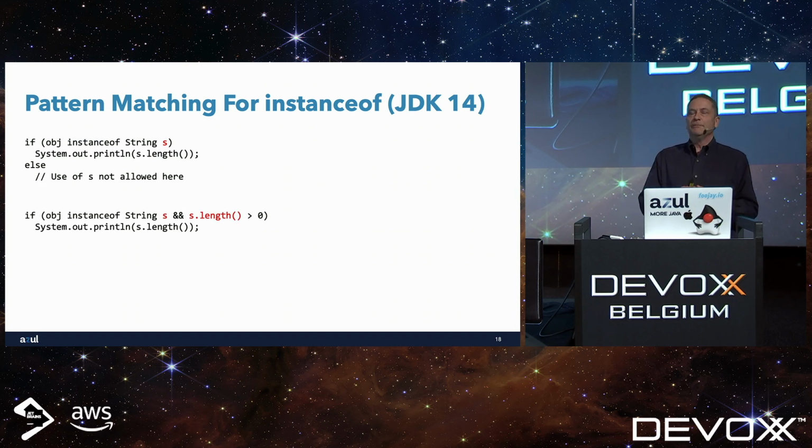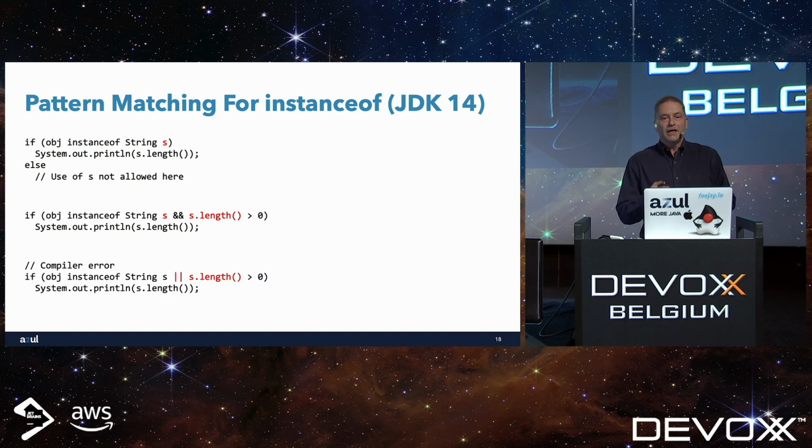Now, we can go a little bit further than that. So what we can now do is we can also say if obj instanceof String s and s.length is greater than 0. We can do that because we know the way that the AND operator works is to always evaluate the left-hand side of the AND, and only if it equates to true do we evaluate the right-hand side. If it evaluates true, we know we have a string, so the scope of s will be valid as a string, and then we can test the length on the right-hand side.